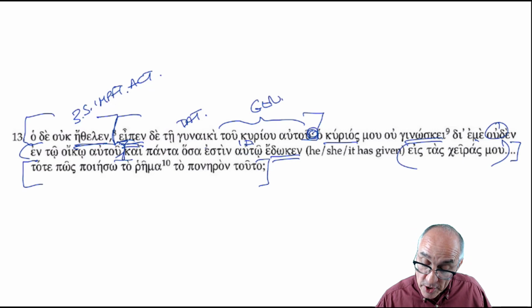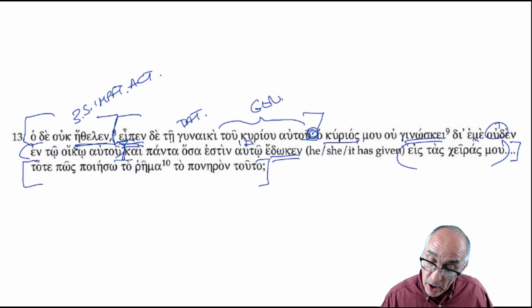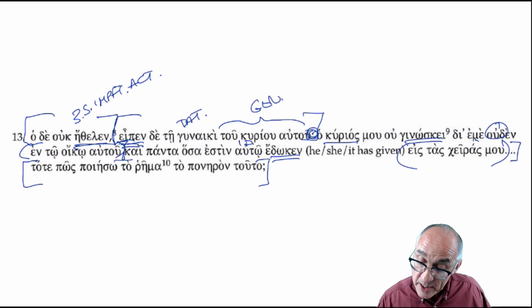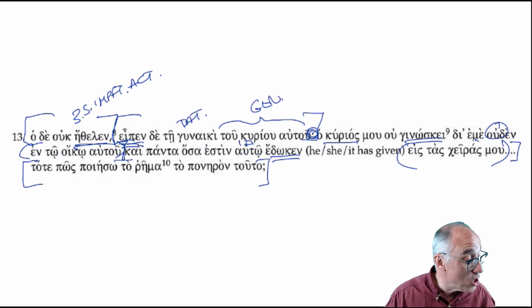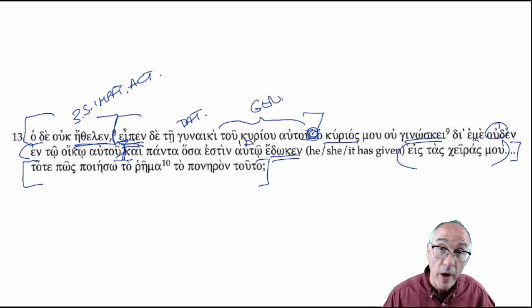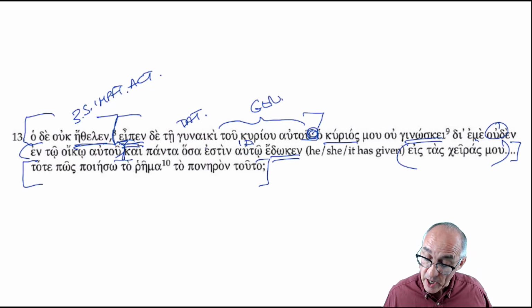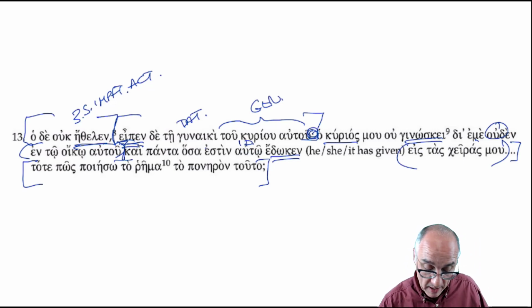And then this is what he said. O Lord, O my Lord, he is not concerned. There's a note in here. Be aware, concerned. Note 9 says, he is not concerned or aware about me. About anything. He is not aware about anything. En toi oko autu. There's that genitive. In his house.